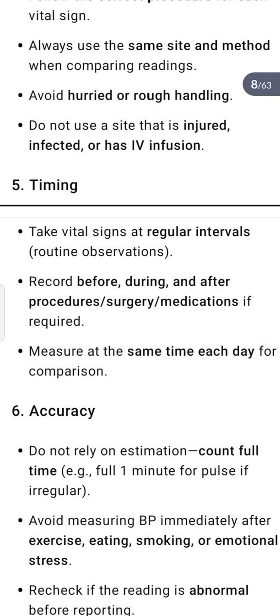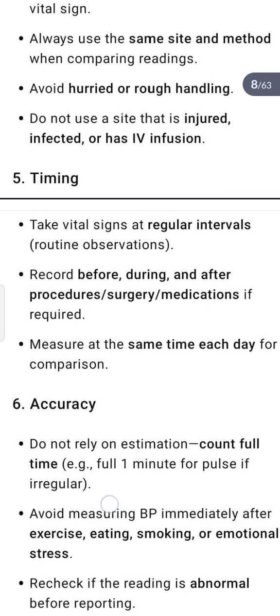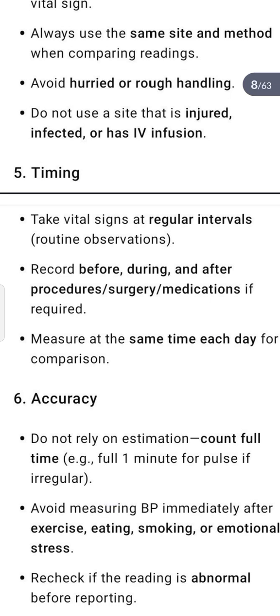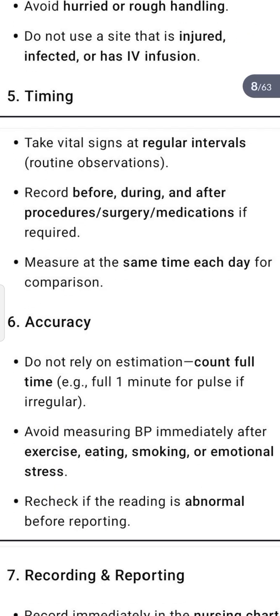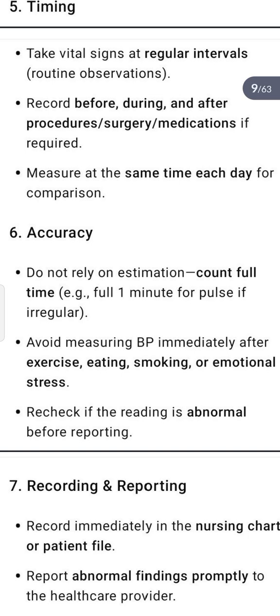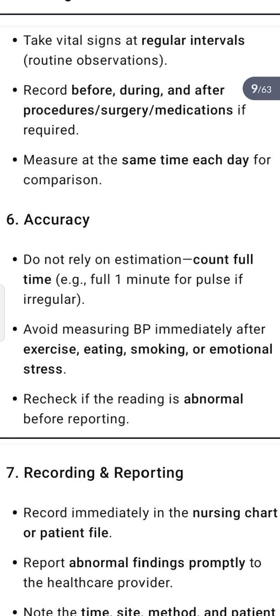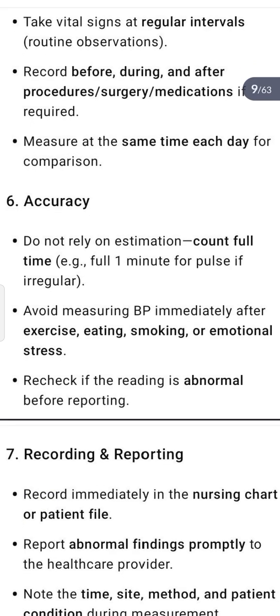Timing, take vital sign at regular intervals. Routine observation, record before, during and after procedure, surgery, medication if required. Measure at the same time each day for comparison. Accuracy, do not rely on estimation. Count full time, full 1 minute for pulse if regular. Like sometimes pulse we take for 30 seconds only, but no, that's not the correct way. First we have to measure, if he is a patient, then we have to measure for 1 minute whole.